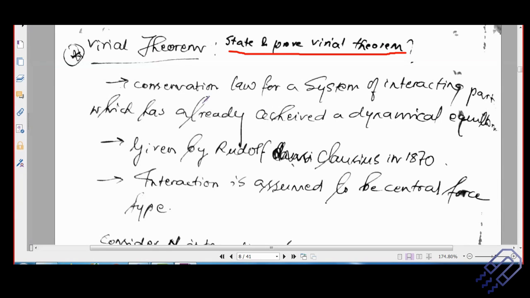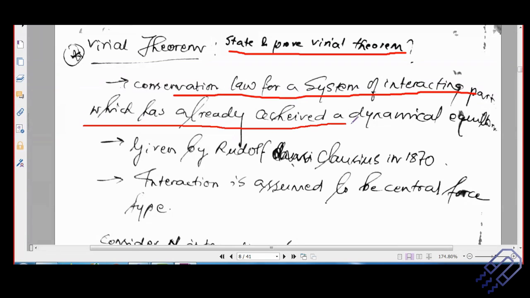Let's say we have the conservation law for a system of interacting particles which has already achieved a dynamical equilibrium. You understand this from classical mechanics as well as statistical mechanics, that this achievement of dynamical equilibrium might be time dependent. If a system is there for a very long period of time, more or less it has achieved a dynamical equilibrium. But this is a very strict rule.